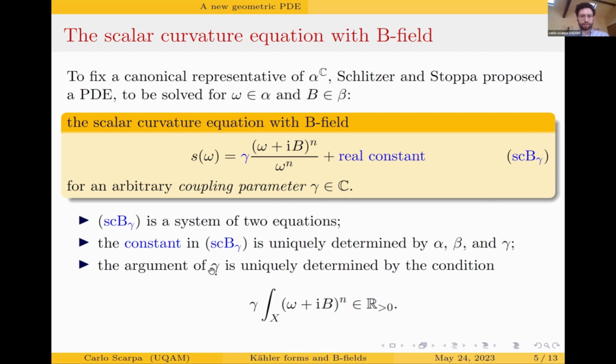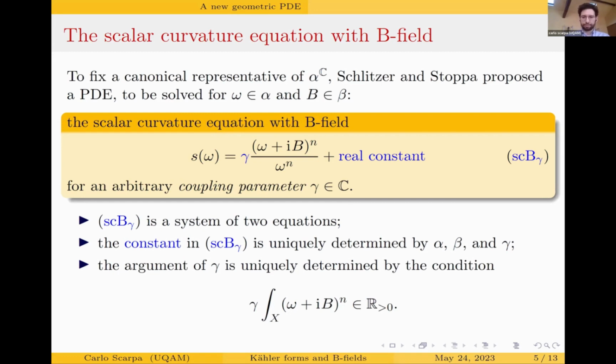So the argument of gamma is uniquely chosen in such a way that if you multiply gamma by this complex number here, then we prescribe this to be equal to some positive real number. So notice in general, this might not be possible. It might happen that if you take this integral of omega plus ib to the n, then you get 0. But we assume that this does not happen. So we are only interested in the case when that does not happen, at least for now.